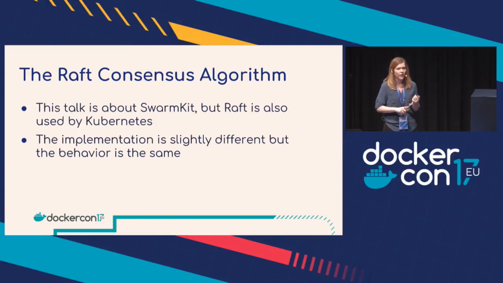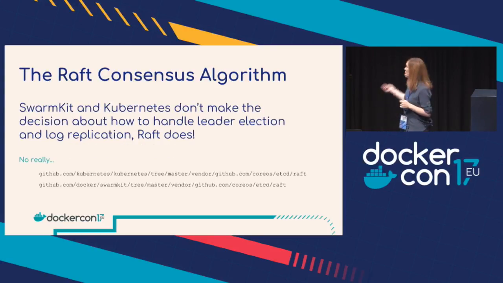Raft is used in SwarmKit, and it's also used in Kubernetes. And it's literally the exact same code, and if you don't believe me, there's the path to the vendor directory in the GitHub repo. So it's coming from etcd. That's the most common implementation of Raft, and SwarmKit uses it. That's what Kubernetes is using as well.